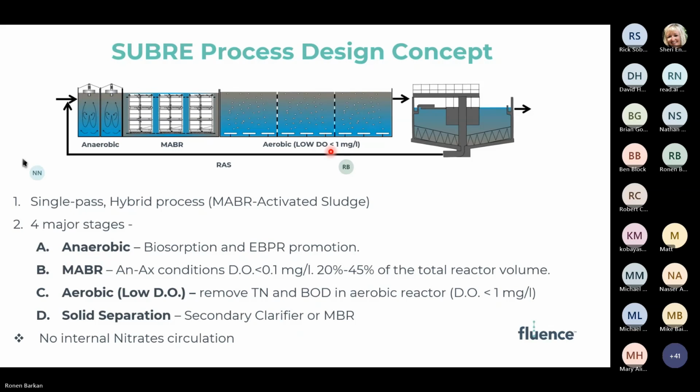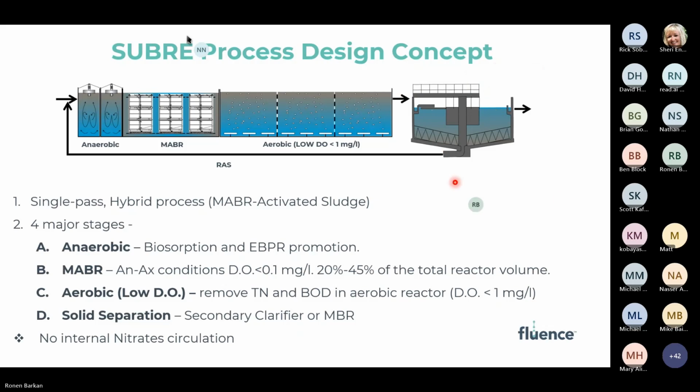Working below 1 milligram per liter of dissolved oxygen allows us to have simultaneous nitrification, denitrification, and polishing of the BOD also. Even though there are some claims that working below 1 cannot perform well, we do have, after the inoculation time, the suspended growth functioning very well, and you will see results from a running retrofitted plant soon. And lastly, we have the solid separation, which is the secondary clarifier or MBR.